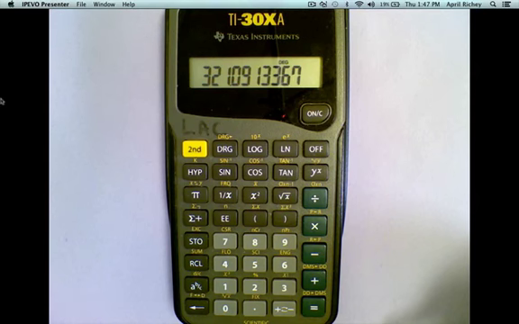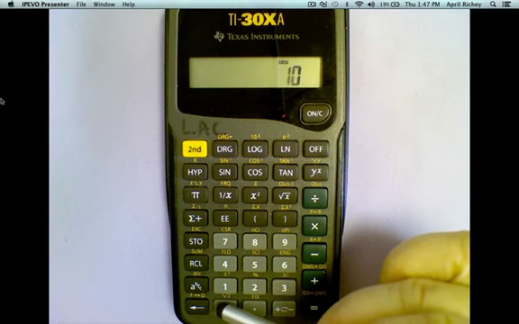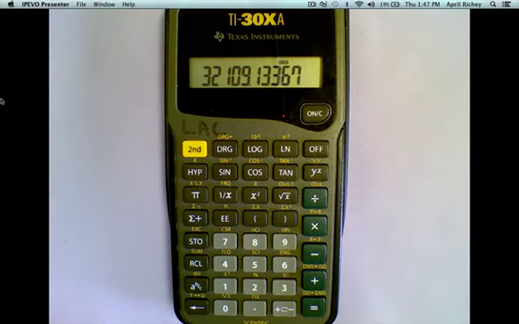Now that takes care of everything in my large parenthesis. Now I need to take this and multiply it by 100. And that gives me 32,109.13367. And that decimal continues on off my calculator screen, but this is the answer I'm going to use for my final rounding. So let's look at these steps on paper.